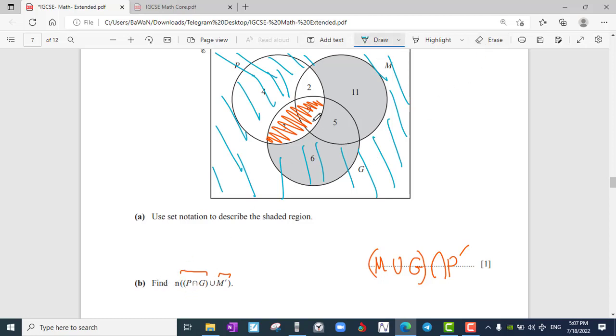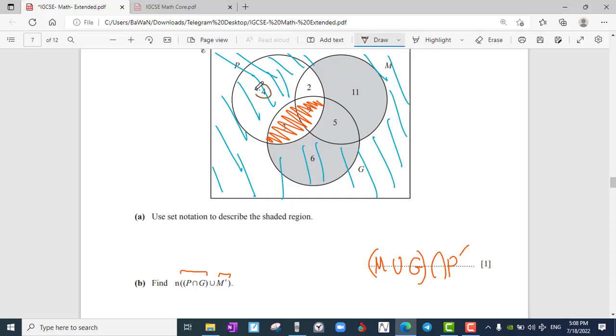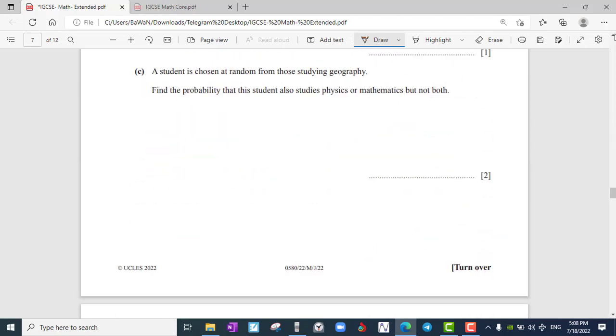Let's count them. This orange part, it's in the union. These are not in the union. So what's in the union is 4 plus 3, 7, plus 9, 16, plus 6, 22. So this answer is 22.